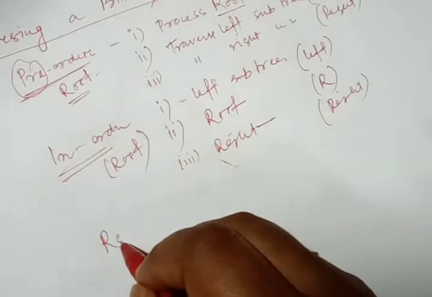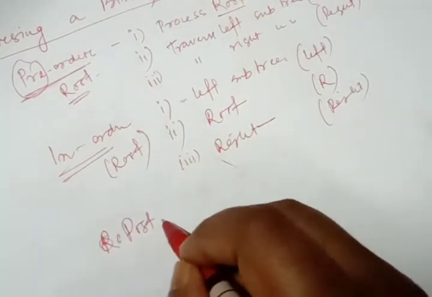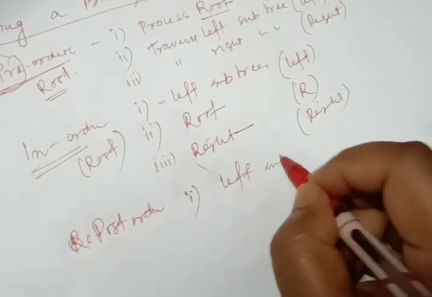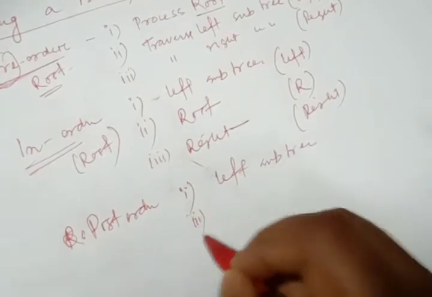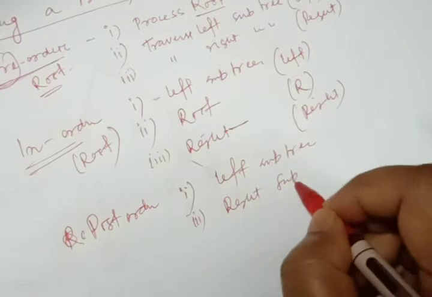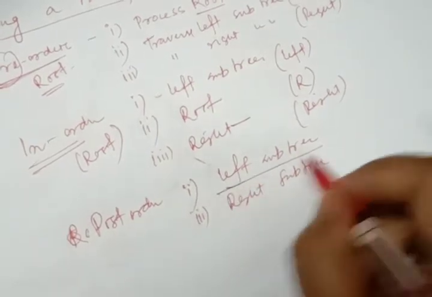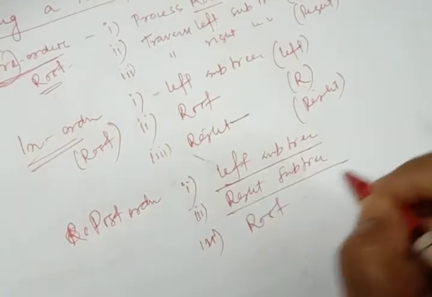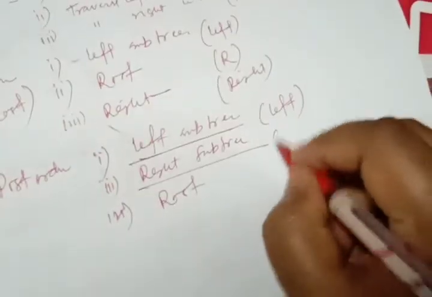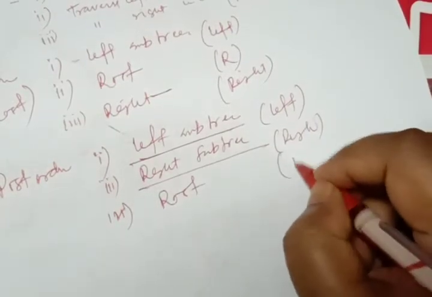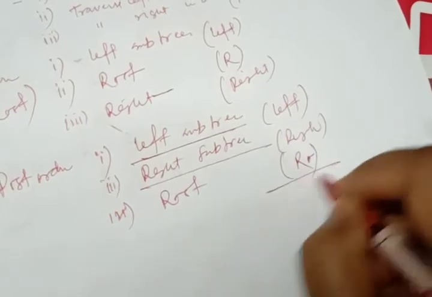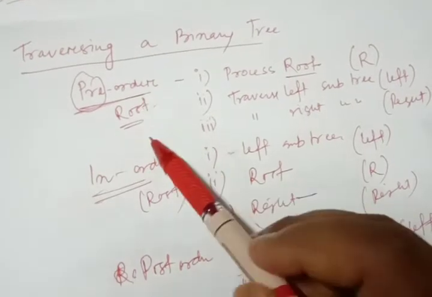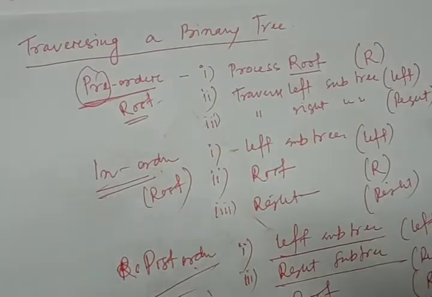The next method is post order. Here first we will traverse the left subtree, then we traverse the right subtree, and lastly we will traverse the root node. So that is left, right, and then root. So these are the three standard methods of traversing a binary tree: pre-order, in order, and post order.